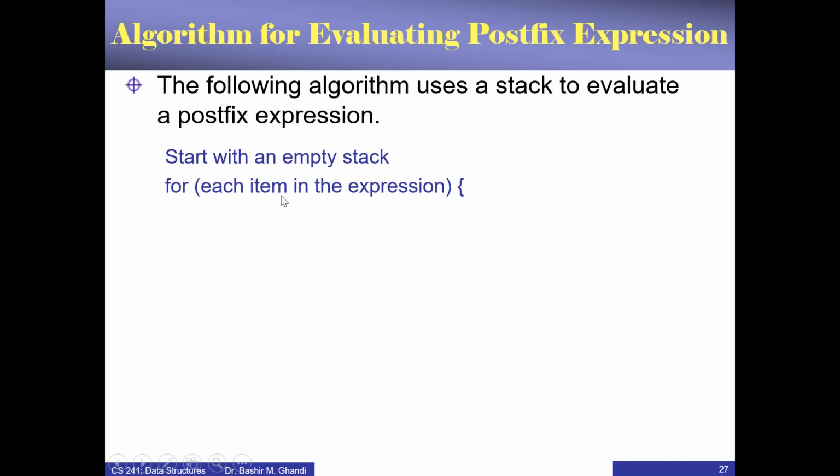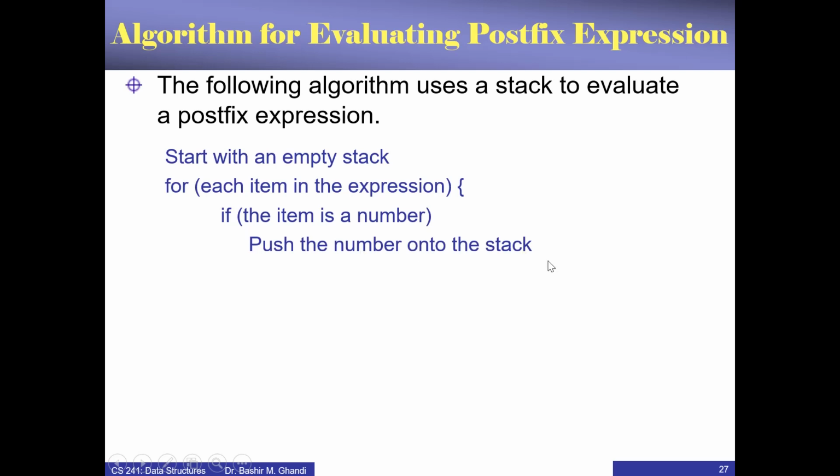Now, if the item is a number, what you do is you push it in the stack. So this is the difference between this algorithm and the other one. In the other algorithm, we don't push numbers, we push operators. But in this one, we push the numbers, we don't push the operators. So if you encounter a number, just push it in the stack. Okay? On the other hand, if what you encounter is an operator, then you have to pop 2 numbers from the stack.